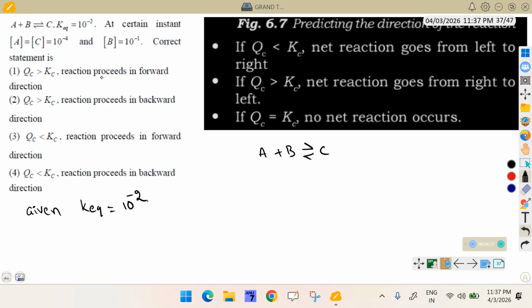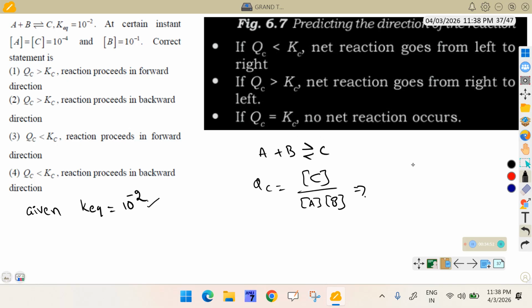A plus B gives rise to C. At equilibrium, K equilibrium is given as 10 power minus 2. At a certain instant, A is equal to C is equal to 10 power minus 4 and B is equal to 10 power minus 1. Then the correct statement is, Kc value is already given, now calculate the Qc value. Qc is the concentration of C by the concentration of A into the concentration of B.